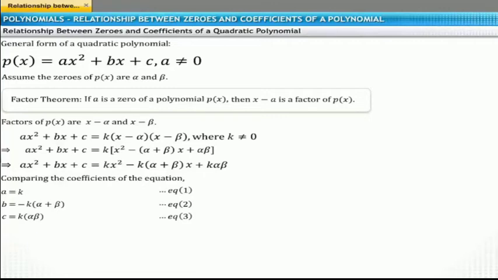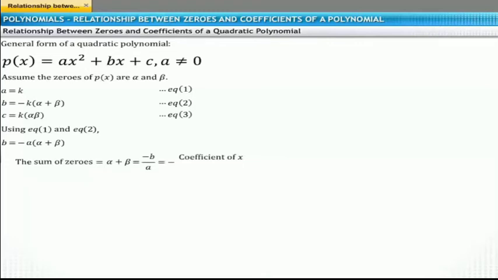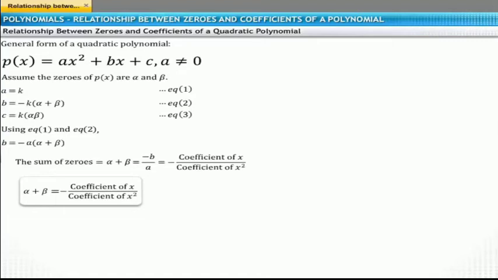Now we need to compare. First we multiply to get kx square minus k(alpha plus beta)x plus k alpha beta. Now comparing the coefficients of the equation, a is equal to k, and minus k(alpha plus beta) is b, and from the third, k alpha beta is equal to c. This is the third equation.